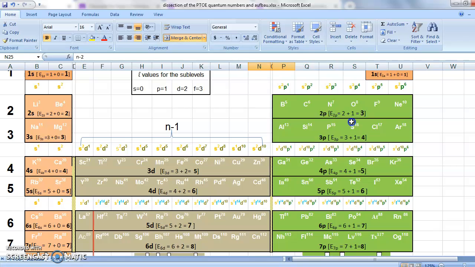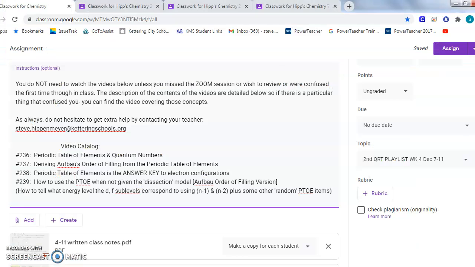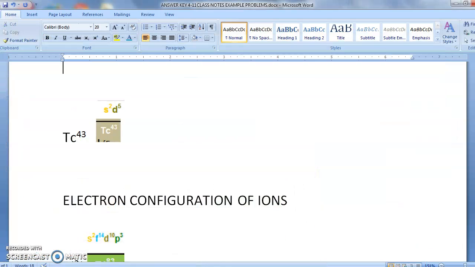But this is not the version that you'll normally be given. So how can you get Aufbau's order of filling without all this little 1s, 2s, 3s, 3p, all the little energy levels and sublevel combinations added up so that it's in order? Well, the periodic table is always in this order. When you look at a periodic table, it is in this order.